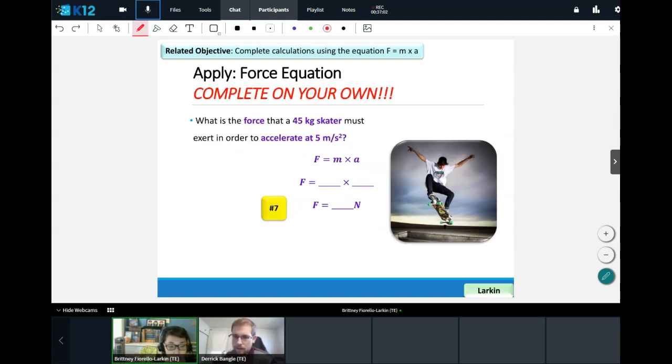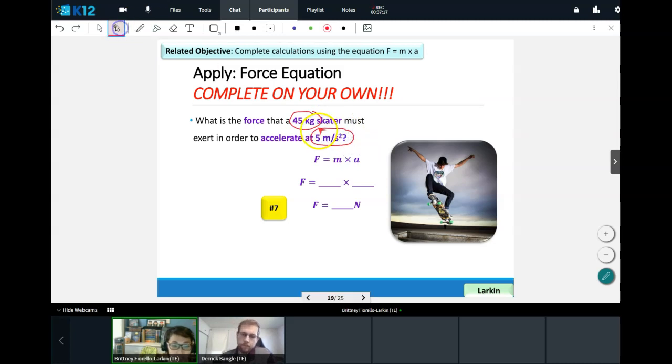All right, so for this one you need to complete on your own, but as always, we're going to go ahead and annotate it together. Okay, Tim, we can go back to it after class. So the question is, what is the force that a 45 kilogram skater must exert in order to accelerate at 5 meters per second squared?